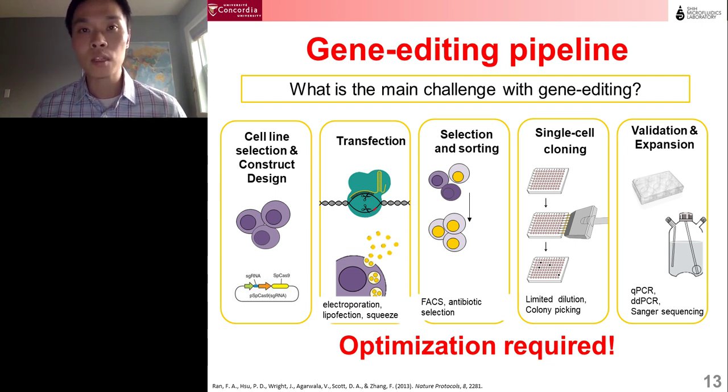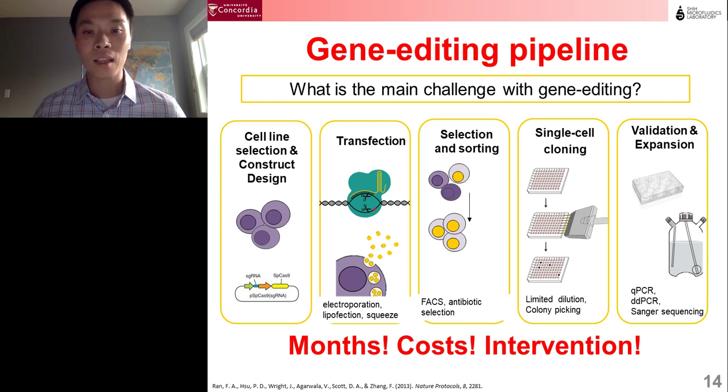And this poses many challenges to fully automating these processes, particularly around transfection efficiencies, and enrichment and recovery of single isoclones. Because of this, the pipeline can take months for you to get the actual single clone or the edit that you want. It can incur much higher costs, and at the same time, it requires frequent manual intervention.